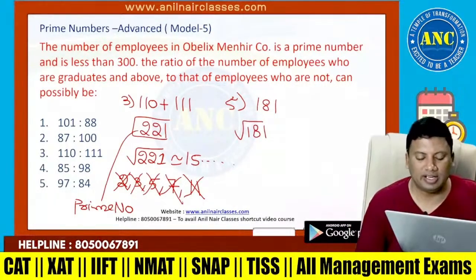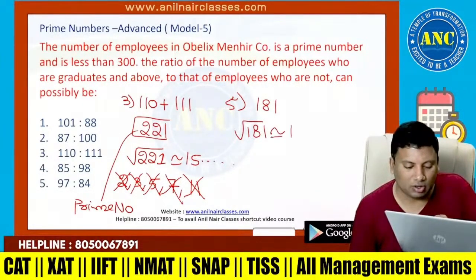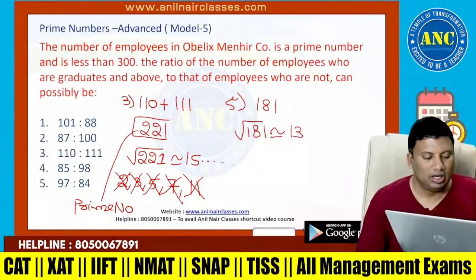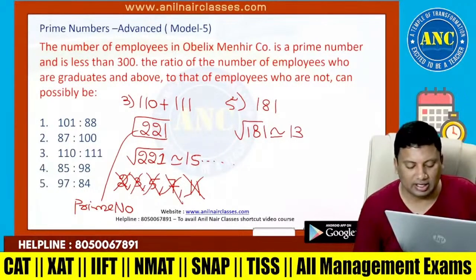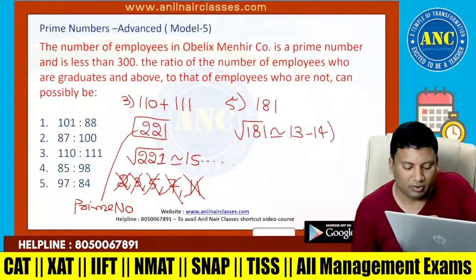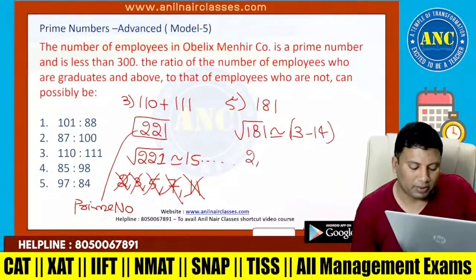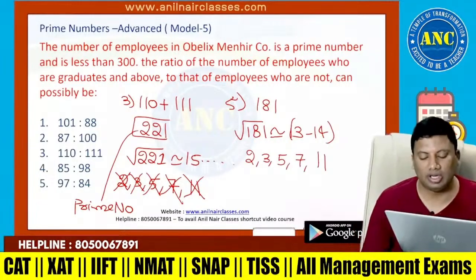14 square is 196. It is closer to 13, 13 to 14. Now if you see here, what are all the prime numbers less than 13? 2, 3, 5, 7, 11.